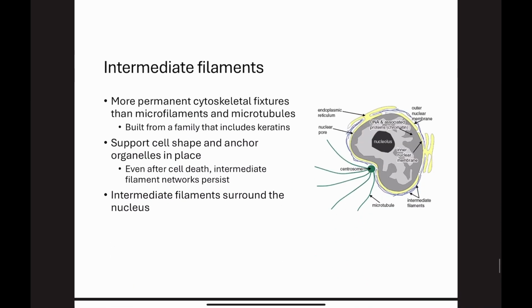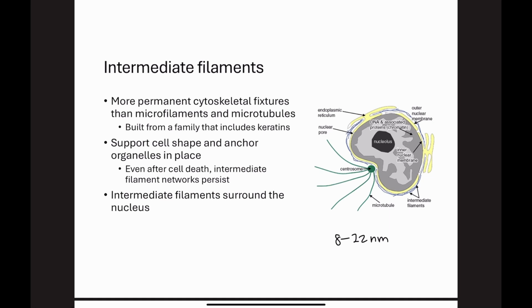So our intermediate filaments are about 8 to 12 nanometers in diameter, which makes them thicker than our microfilaments, but thinner than our microtubules. They're made up of different proteins, such as keratin. They are going to bear tension and provide structural support, and they are the most permanent cytoskeleton element. Even when a cell dies, these filaments have the ability to persist and remain.